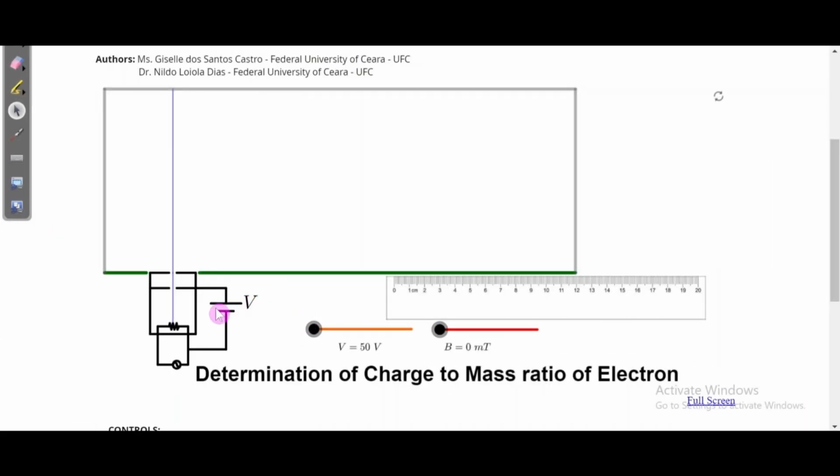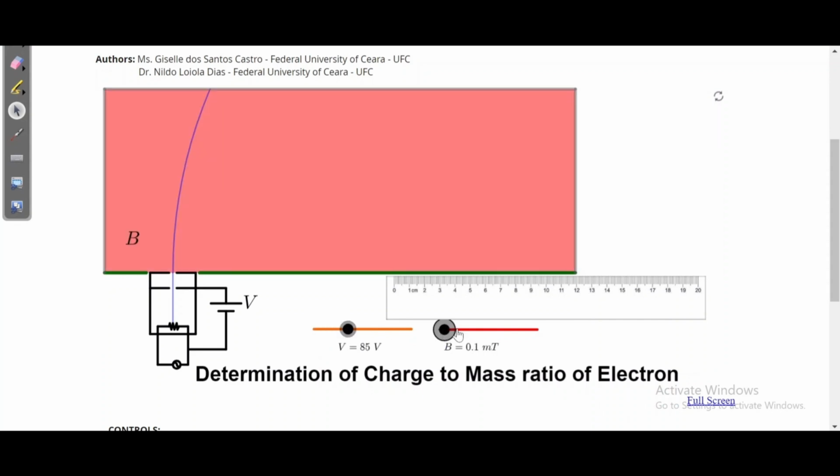If we provide this potential to these free electrons, which are produced due to thermionic emission and accelerated by this voltage, then when they enter the magnetic field B, due to the external magnetic field they will be deflected. That deflection is in the form of a circle.